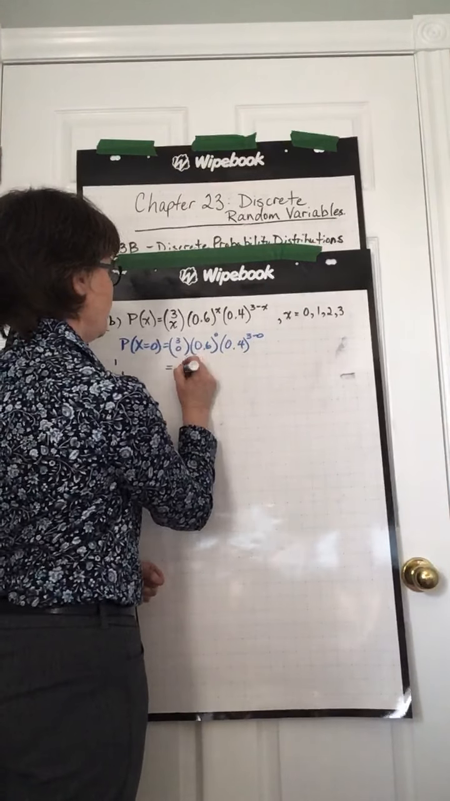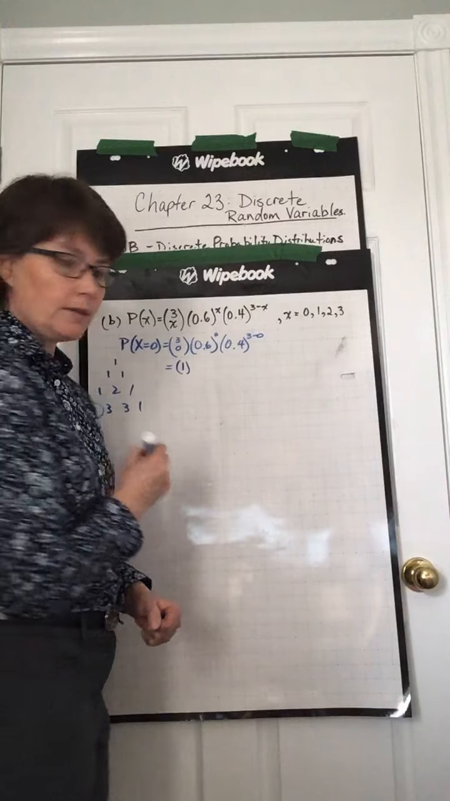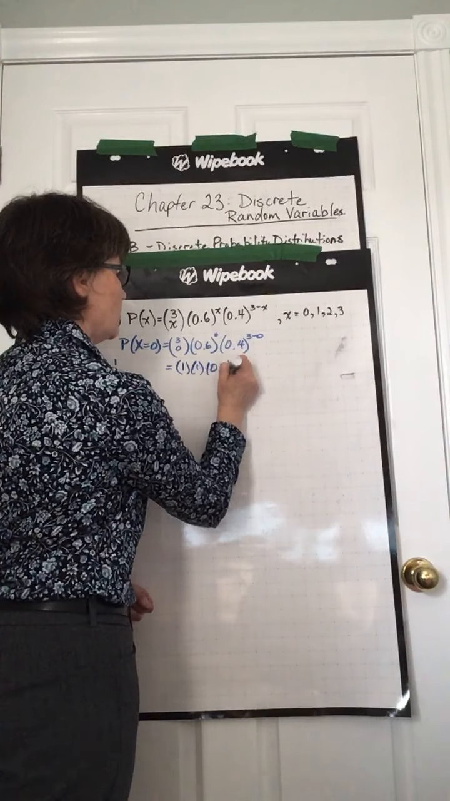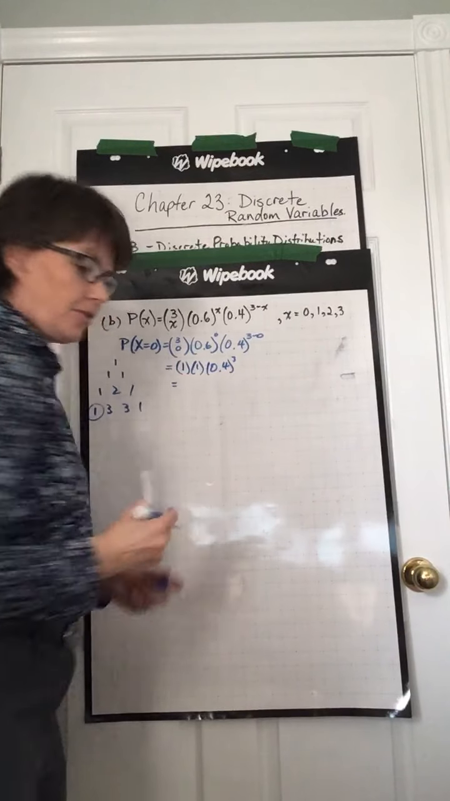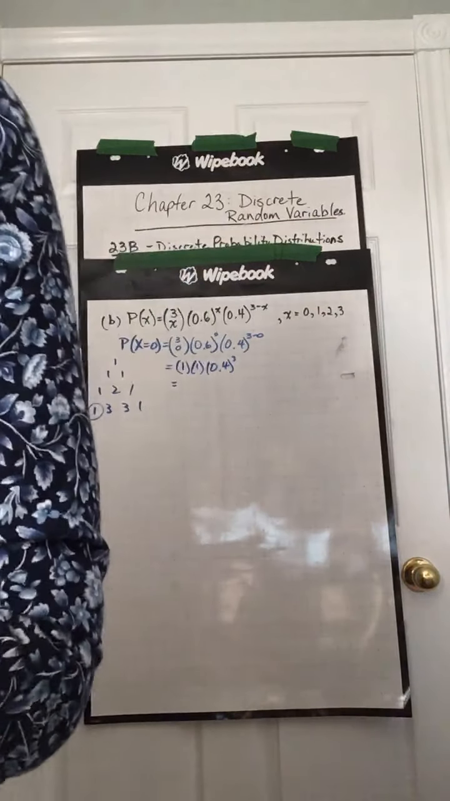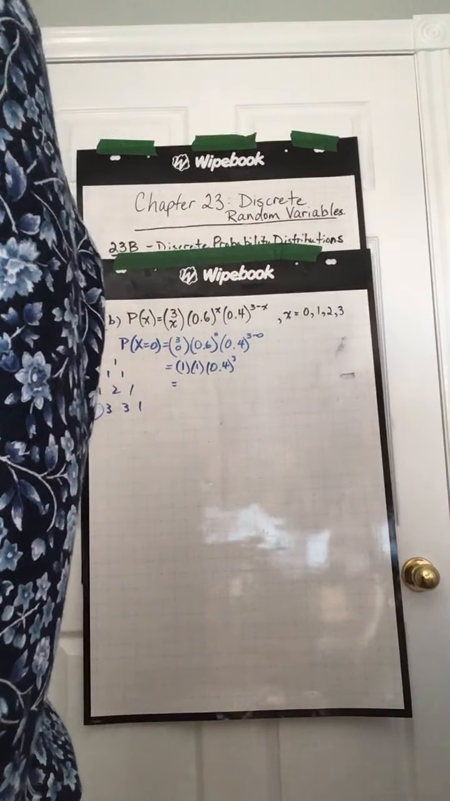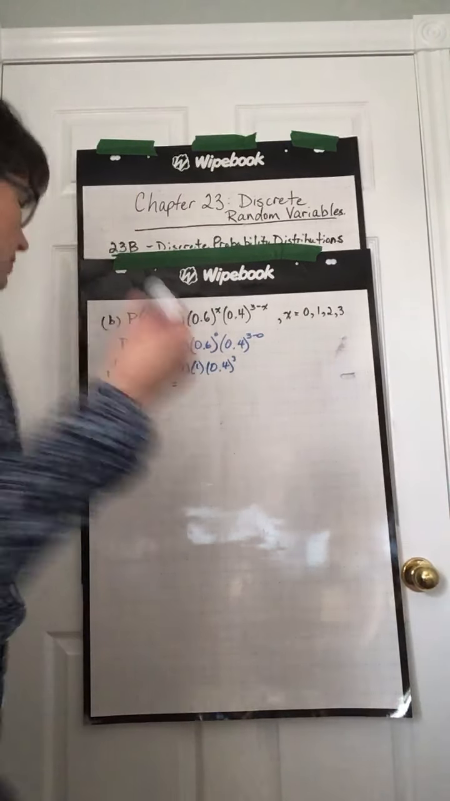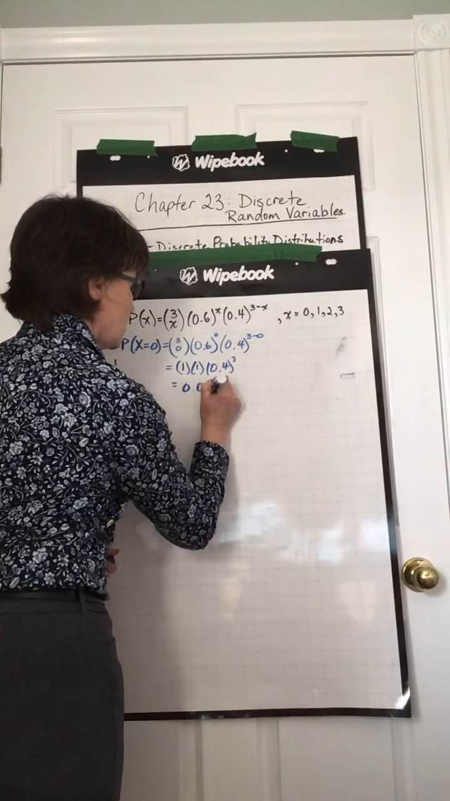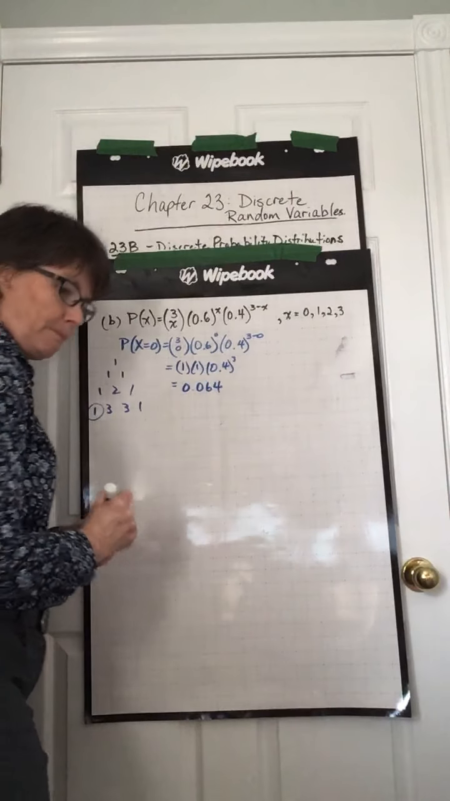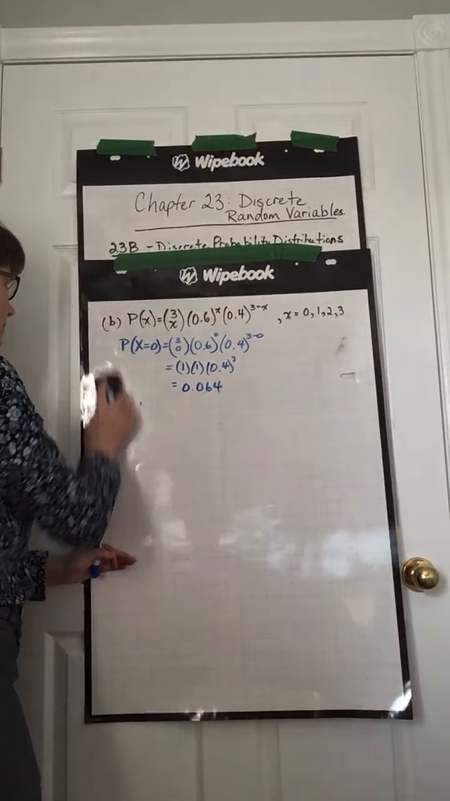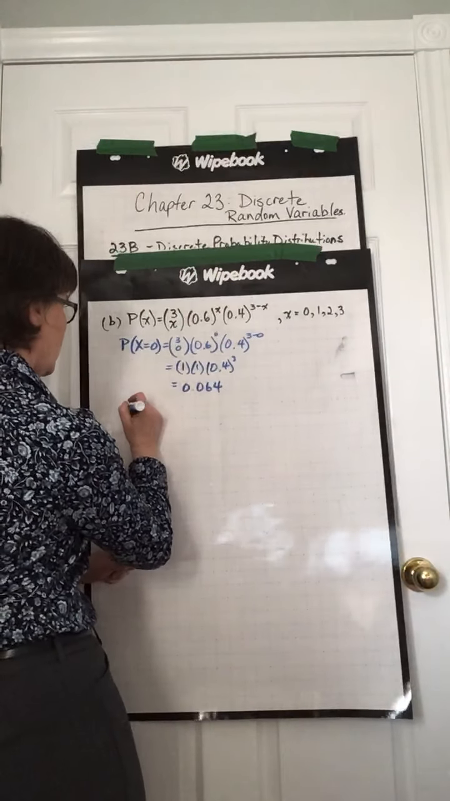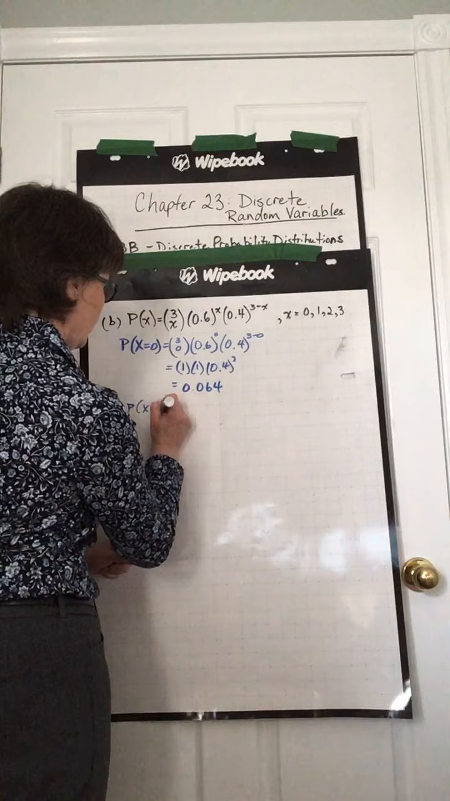So that's 1. 0.6 to the power of 0: anything to the power of 0 is also 1. This is 0.4 to the power of 3. So we could do 0.4 times 0.4 times 0.4, or 0.4 to the power of 3, which is 0.064. Let's get rid of this here for a minute. Probability that x is equal to 1.